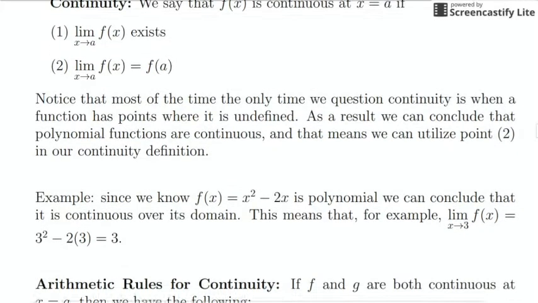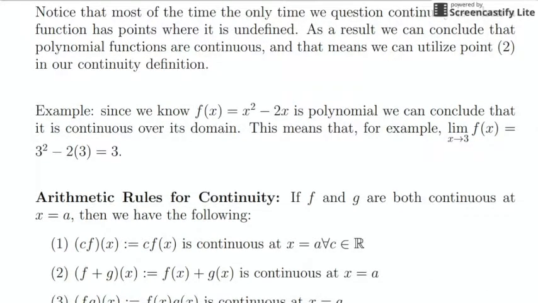But for example, just to take this a little bit further here, we know that if we've got f of x is equal to x squared minus 2x, because that's a polynomial, it's going to be continuous over its whole domain. So that made it all the more easy for us to conclude that if we're taking the limit as x approaches 3, we can, in fact, just plug in the value of 3 and see what it equals. And that will be the limit of the function. Polynomials are just wonderful to work with.